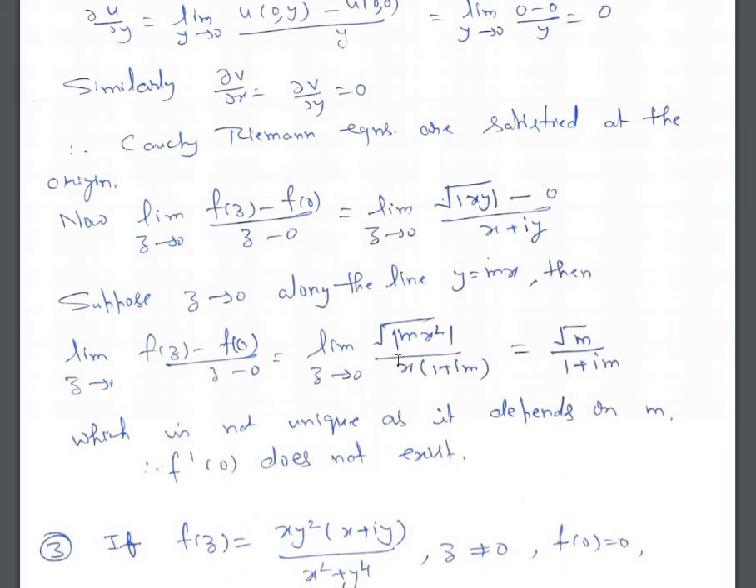So this is under root of mod of m into, in place of y we put mx, so we have under root of mod of mx square upon x times 1 plus i. So x gets cancelled and we are left with under root of m upon 1 plus i. Now this expression depends upon m, which means it is not unique. So therefore this limit does not exist, meaning f dash at 0 does not exist.